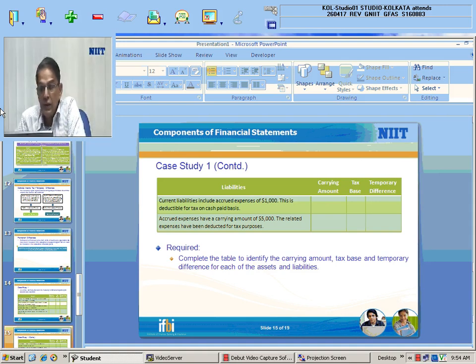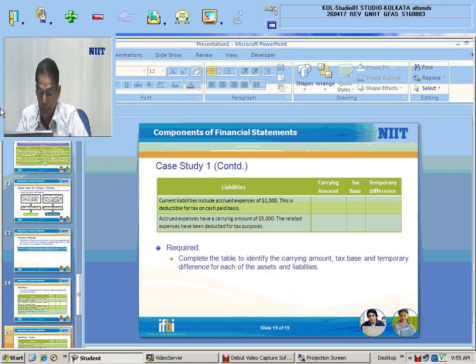Current liabilities in the balance sheet include accrued expense of 1,000, but as per the tax law, this will be treated as a deductible expenditure only when it is incurred. That means on cash basis. It has not yet been incurred. So that's why we are saying it is an accrued expense. So although the carrying amount in the balance sheet is 1,000, the tax base is 0. Since it has not been incurred yet, the amount attributed to this liability will be 0 as per tax laws. So the temporary difference will be again 1,000. Is that clear? Then I go back to the fourth question and then I'll come to the last question.